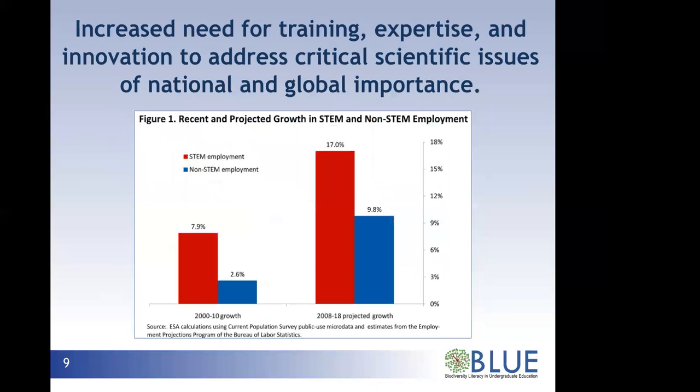We also know that we are seeing an increased need for training, expertise, and innovation to address critical scientific issues of both national and global importance, things like climate change, zoonotic disease, resource management, invasive species, and biodiversity loss. And the rapid mobilization of data has increased our capacity to investigate these large-scale issues, and it's of critical importance that we train the next generation in how to work with that.